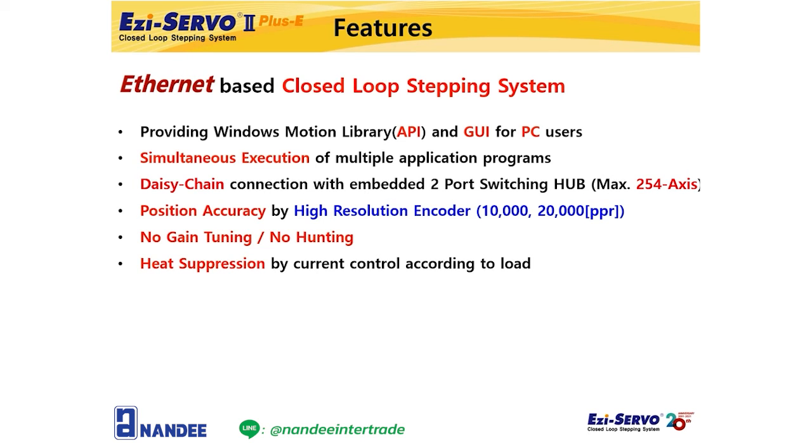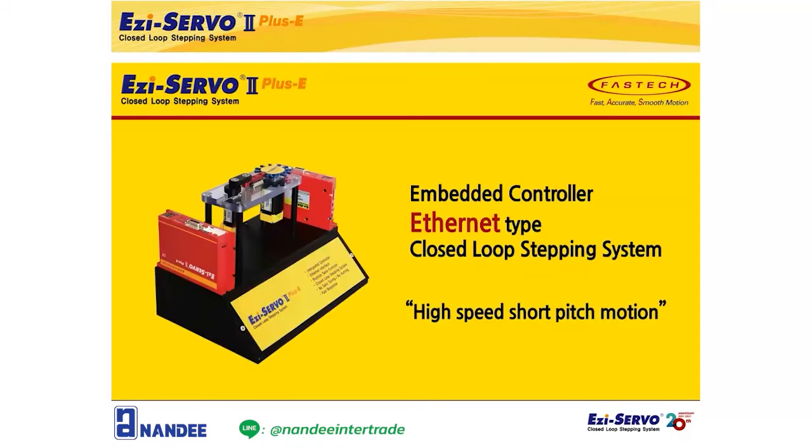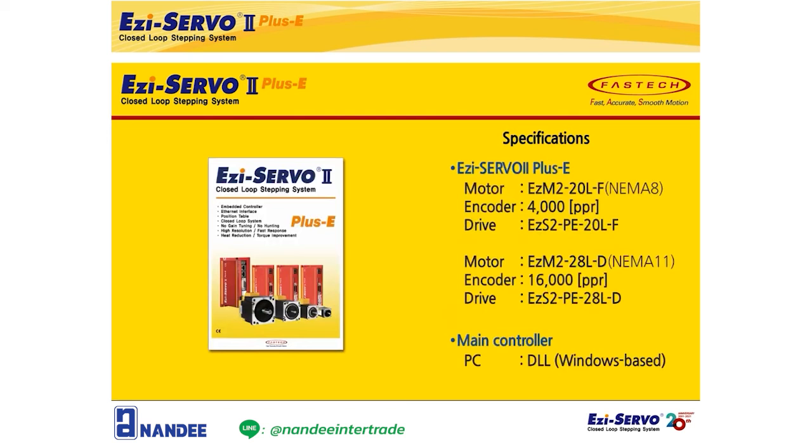We have looked at the features of Easy Servo 2 plus E until now. From now on, I will show you a demonstration video with Easy Servo 2 plus E. This demonstration has a cam-shaped structure mounted on the end of a small stepping motor. It shows high-speed short-pitch motion without collision. The product names used in this demonstration are as follows.